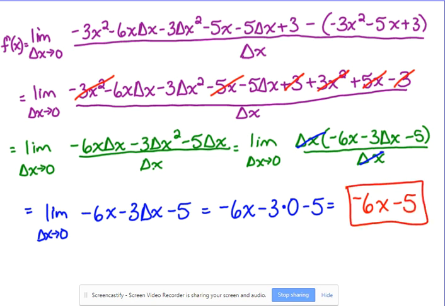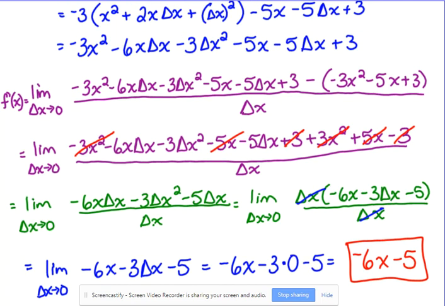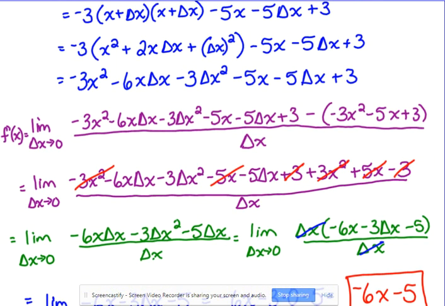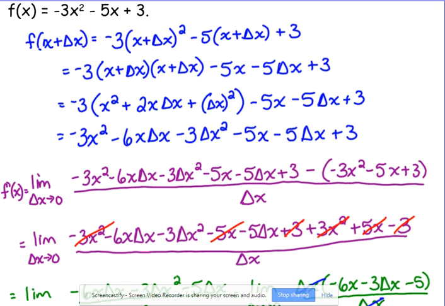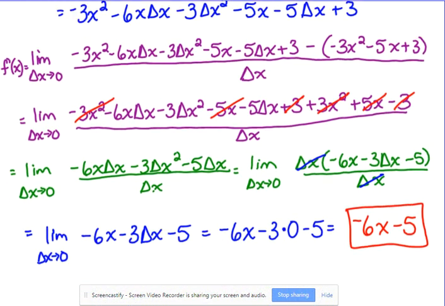Negative 6x minus 5. Now, it was a little more clear that we had the right answer in the last two problems because they were linear functions. Their slope was the same everywhere. But with polynomial functions, quadratics, cubics, quartics, the slope changes depending on where you are on the function. Sometimes it's steeper, sometimes it's not as steep. So that's why our derivative still has a variable in it. It depends on where you're at.